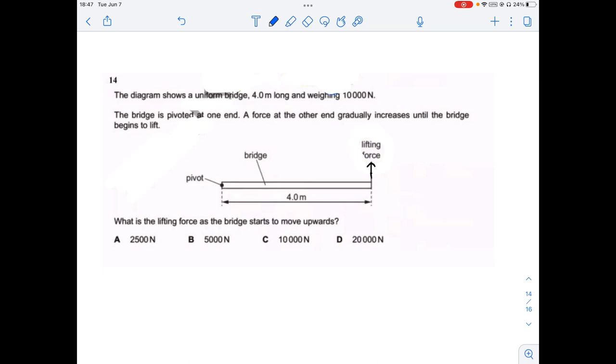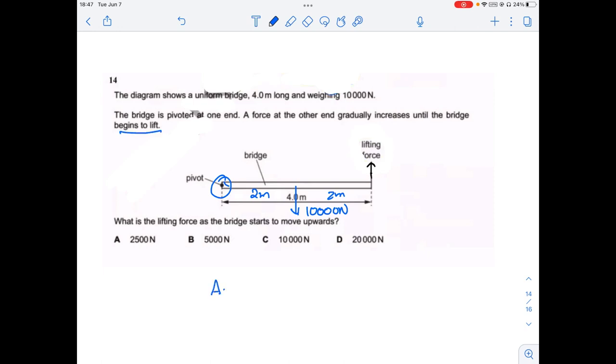Question number 14. The diagram shows a uniform bridge of 4 meters long weighing 10,000 newtons. So it is a uniform bridge, so the weight will be acting from the middle, 10,000 newtons. This is 2 meters and this is going to be 2 meters. The bridge is pivoted at one end. The force at the other end gradually increases until the bridge begins to lift.